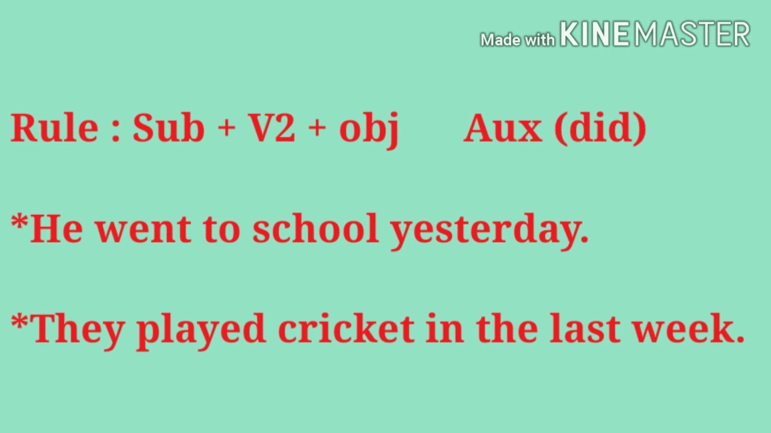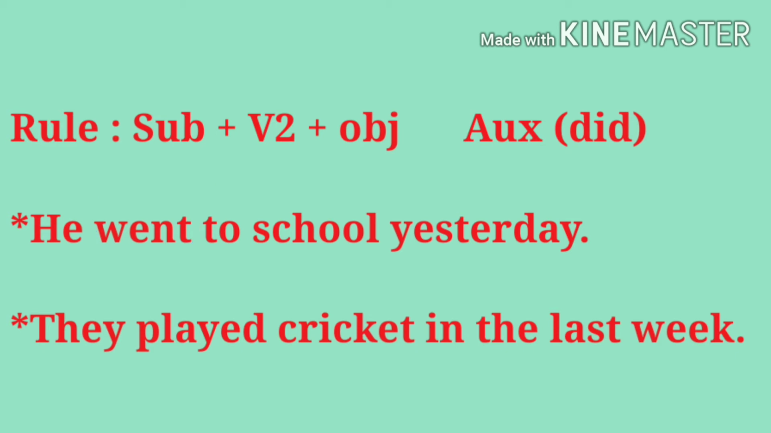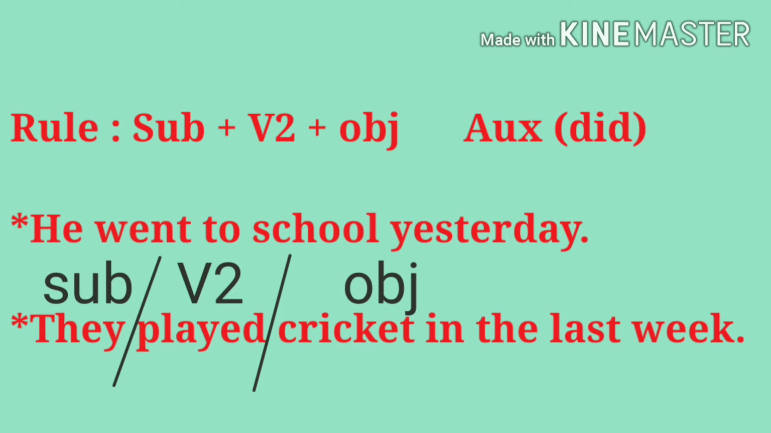I have prepared 2 examples for you in simple past tense. First one is, he went to school yesterday. See, in this sentence, he is subject, went is verb, to school yesterday is object. The next example is, they played cricket in the last week. In this sentence, they is subject, played is verb, cricket in the last week is object.